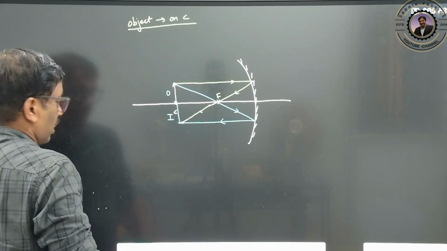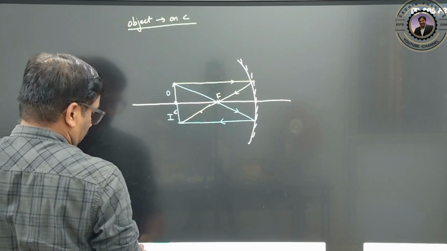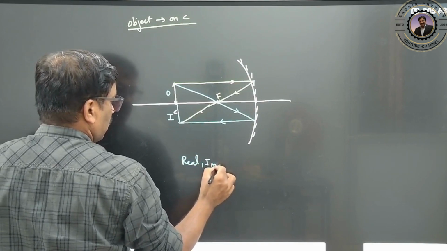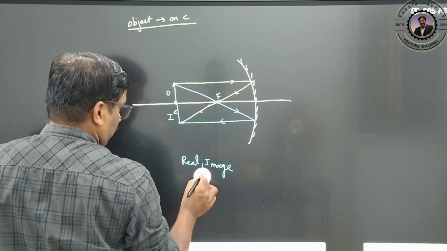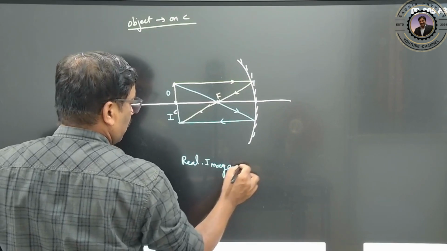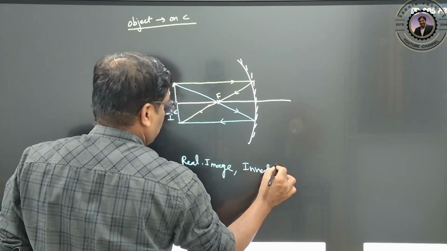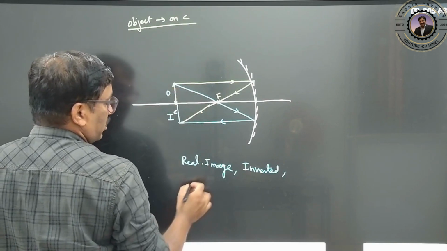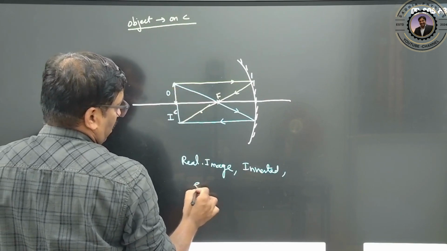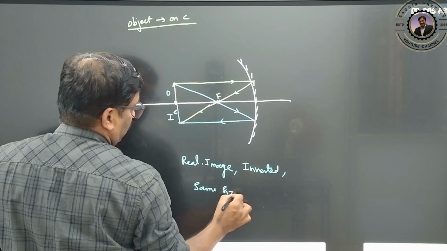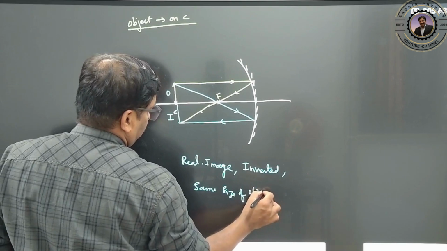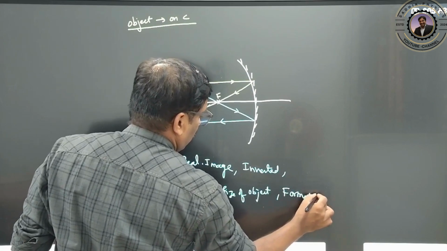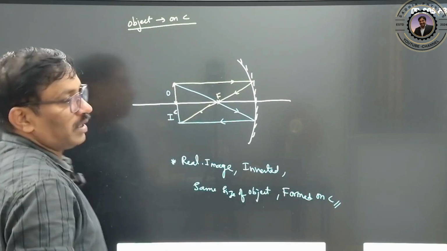Clear? So that means you can write it now: here light rays are coming and meeting, therefore it is a real image. How is it? Inverted image, real and inverted. How much size is there? That much size. So the size is the same as the size of the object, formed again on C.